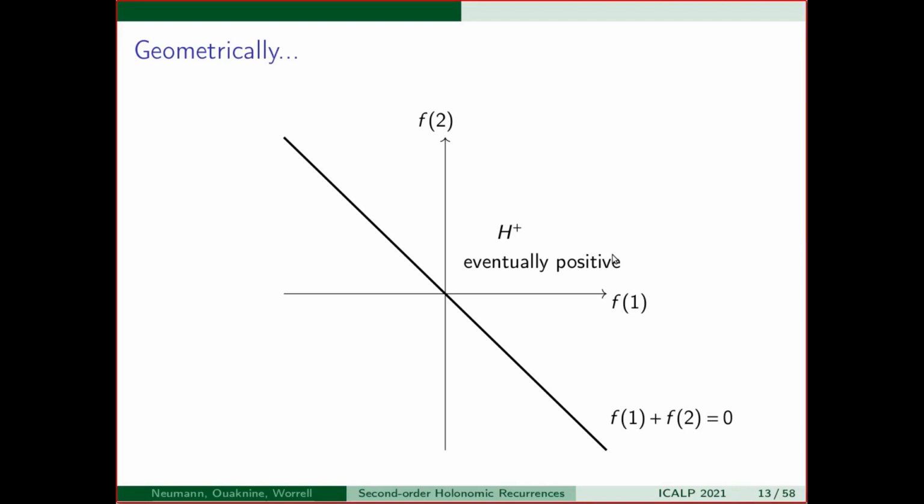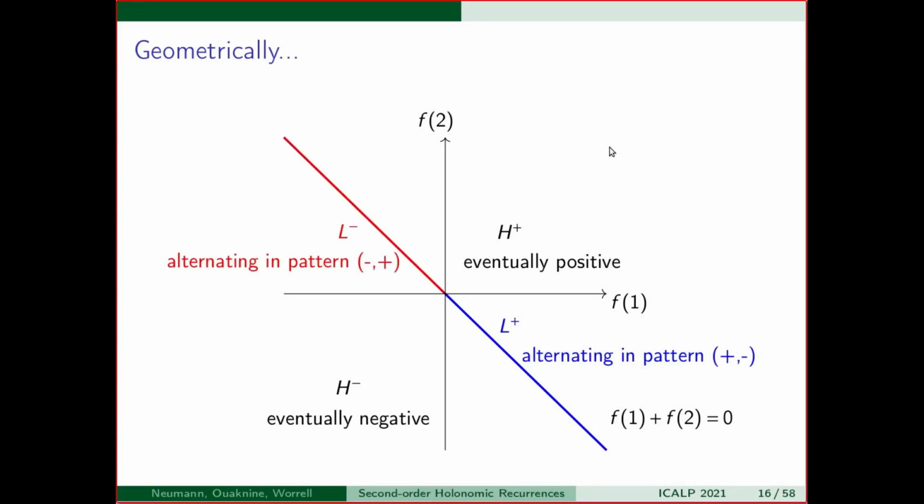Above the line, the sequence is eventually positive. Below the line, the sequence is eventually negative. The line itself is two pieces where on one piece we're alternating in the pattern plus minus, on the other piece we're alternating in the pattern minus plus, and these pieces are separated by the origin with a constant equal to 0. So we get a complete picture of the possible asymptotic behaviors as functions of the initial value, so to speak. And our main structural result is that this picture we will get for any sequence of this type. They cannot be more complicated than this.